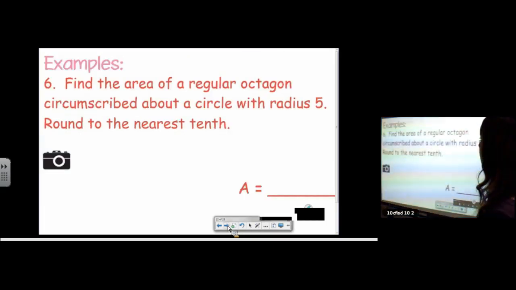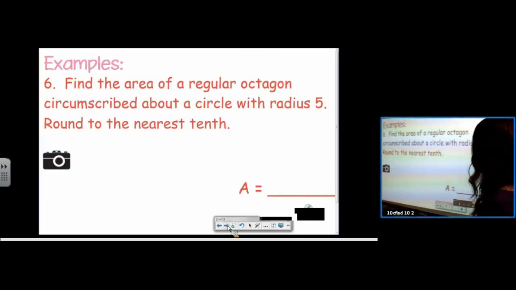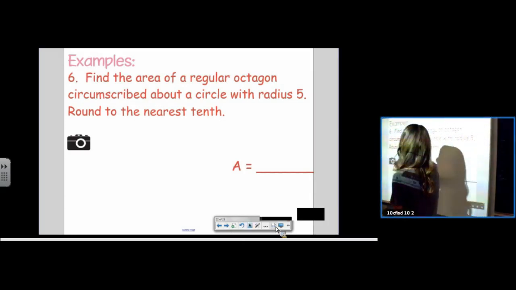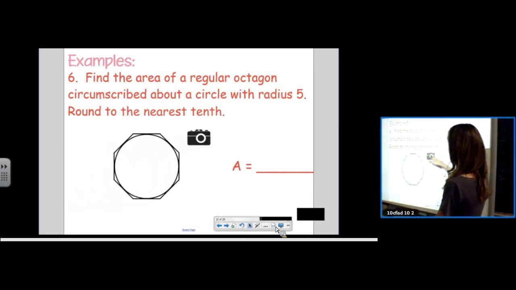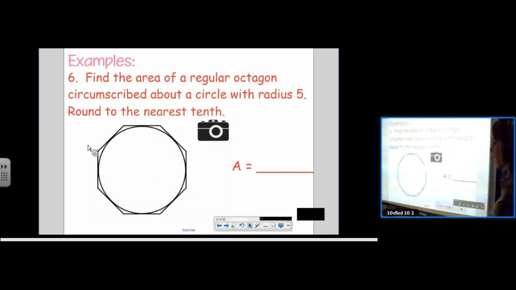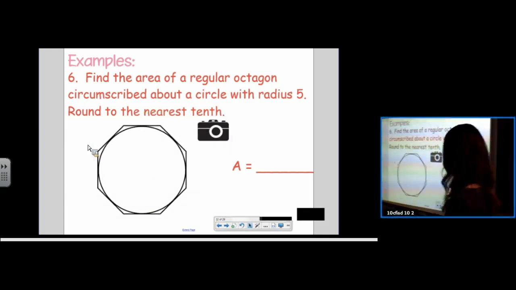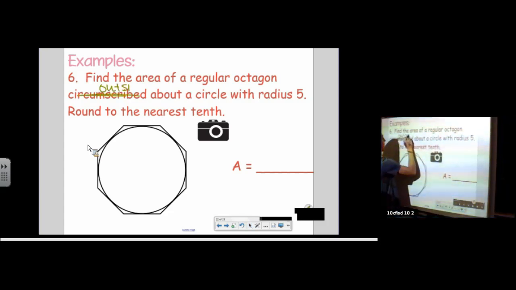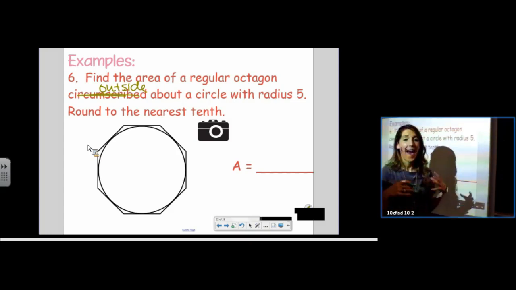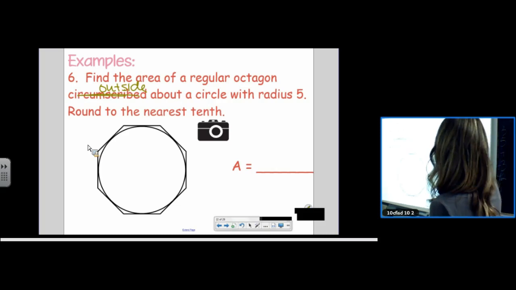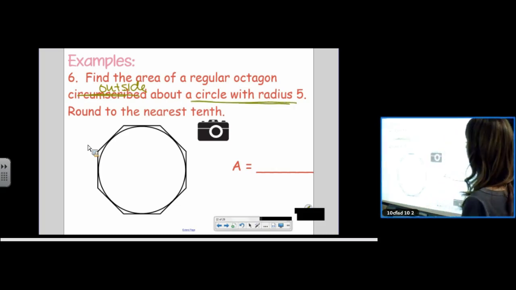All right, find the area of a regular octagon, circumscribed about a circle with a radius of 5. So I'm going to have the picture right here for you. So it's a regular octagon, and when you see the word circumscribed, it means outside. So it's an octagon outside of a circle, and the circle has a radius of 5.